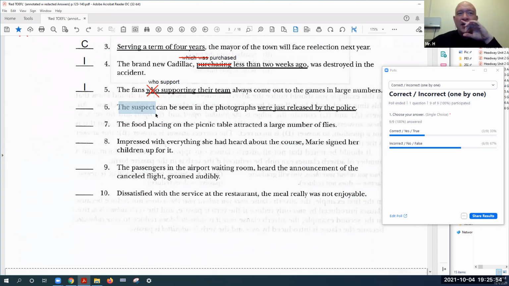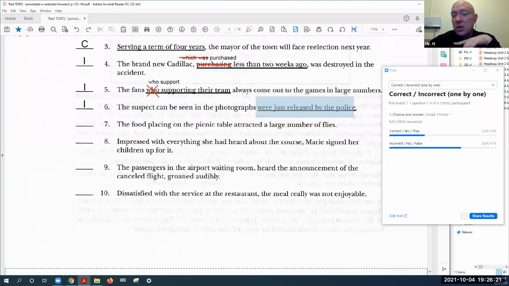Okay. All right. So how do I fix this, guys? We know it's incorrect. Any idea how to fix it? Can I say the suspect who can be seen? The suspect can be seen. Yes, you can say that, but then this part is wrong.